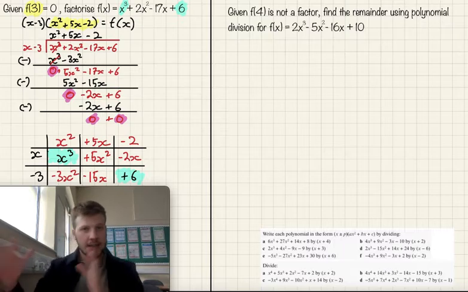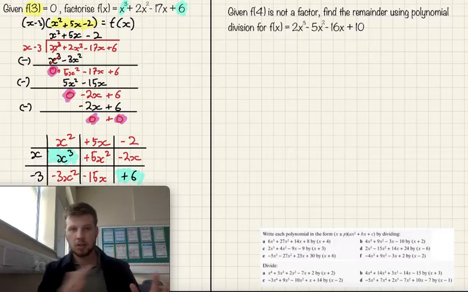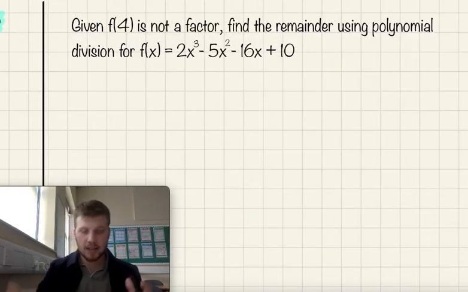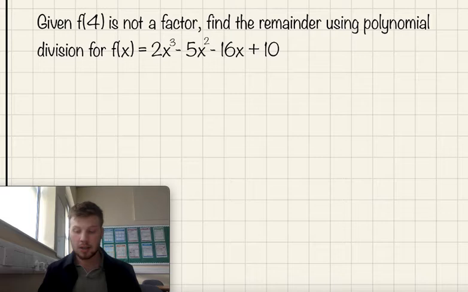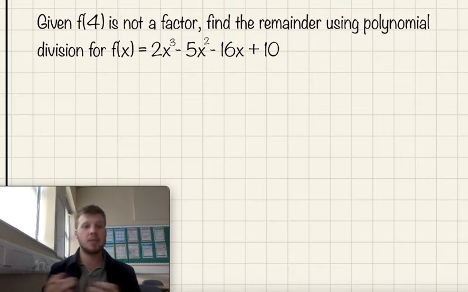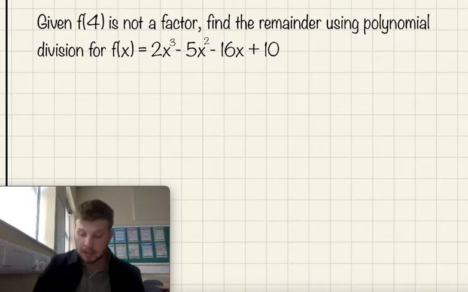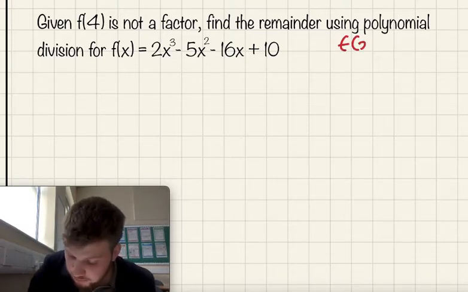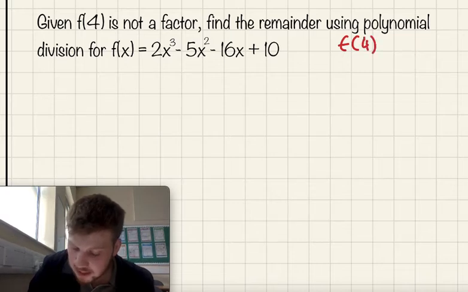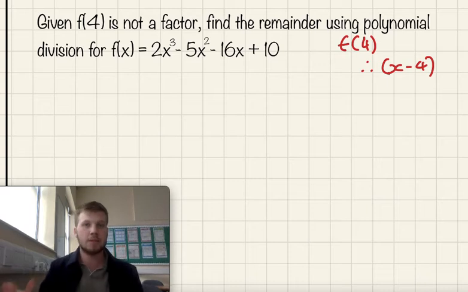Okay, next question, looking at this right hand side now, so I'm just going to zoom in a little bit so we're not distracted. Given that f of 4 is not a factor, find the remainder using polynomial division for f of x. Well, if f of 4 isn't a factor, I know that it's not going to equal 0, so it's not going to help me. The only thing that f of 4 tells me is that what I'm going to be dividing by is x take away 4. So this is going to be my divisor.